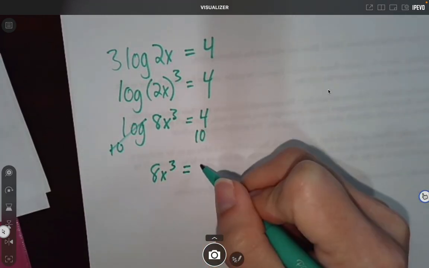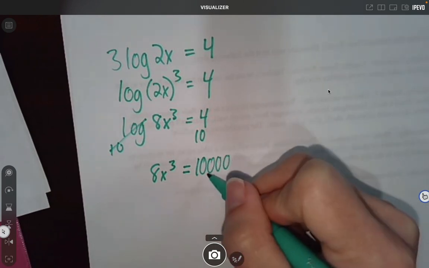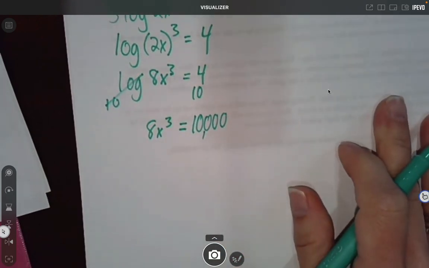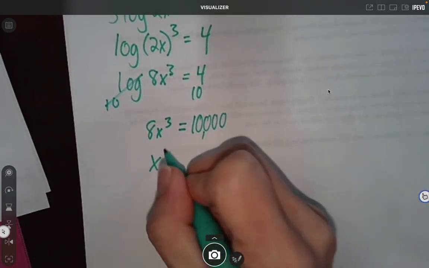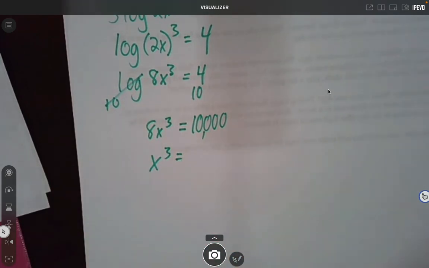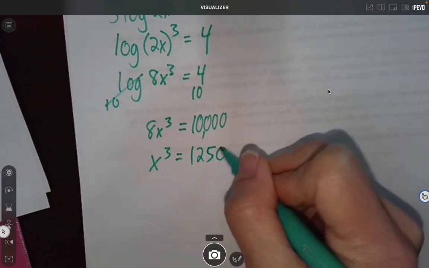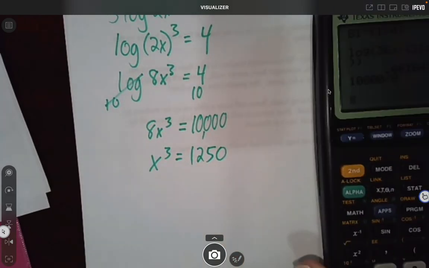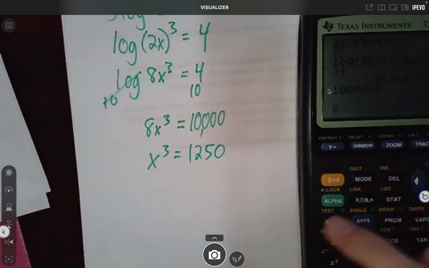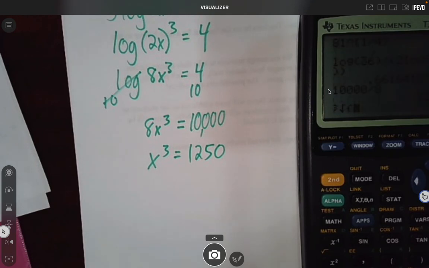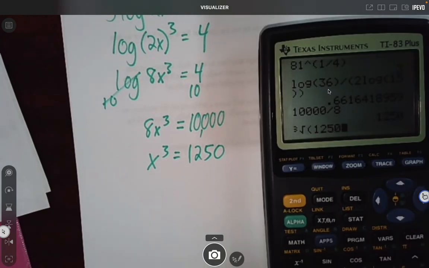What is 10 to the 4th? 10,000. Then what would I do? Divide by 8. What is 10,000 divided by 8? 1,250. Okay, and then what do I do? Cube root it. If that was x to the 2, you would square root it, yeah.